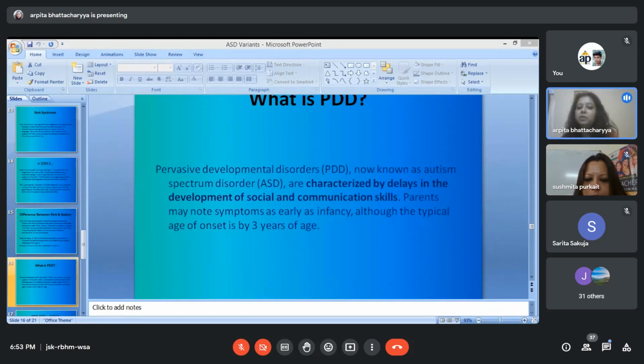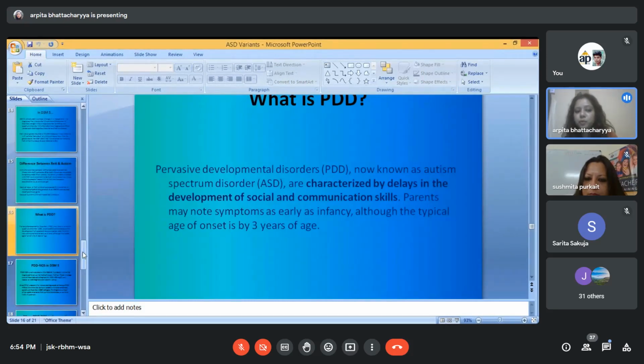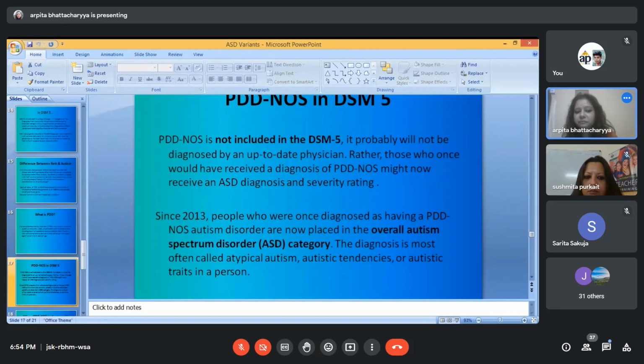Now, parents may note symptoms as early as infancy, although the typical age of onset is by 3 years of age. As I said, the symptoms are present since birth, but parents become aware of it by 3 years of age. So now that we know what PDD is, let's come to what PDD-NOS is.